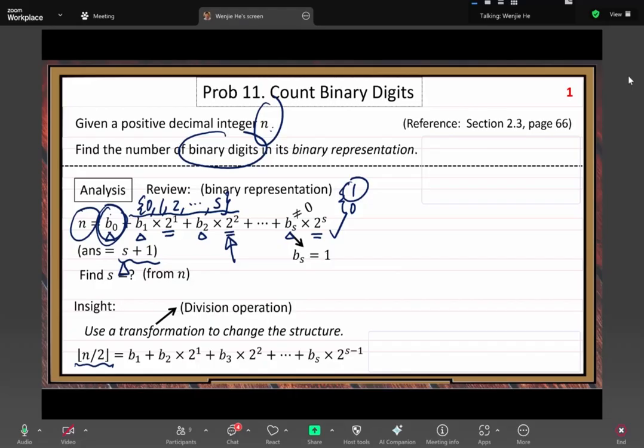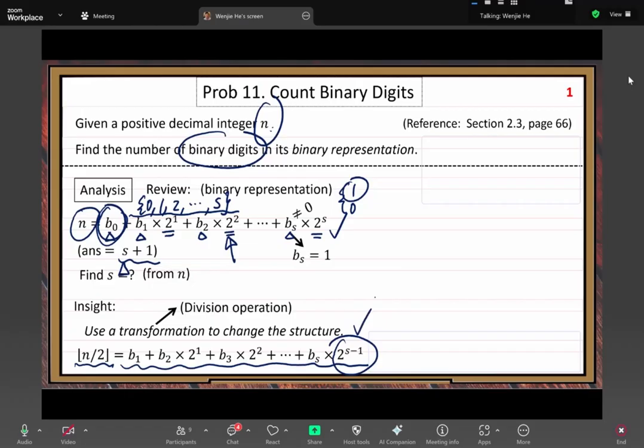B0 is gone, but all the other B's remain, and you reduce the exponent of each power of 2 by 1 because of the division by 2. So you get this formula.